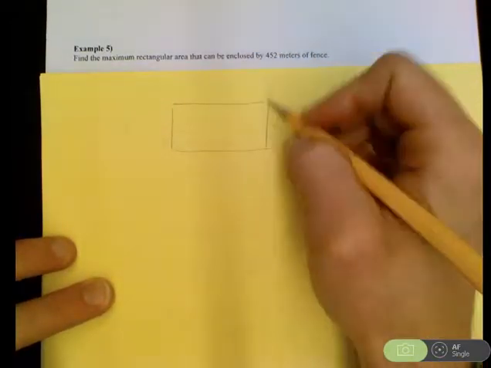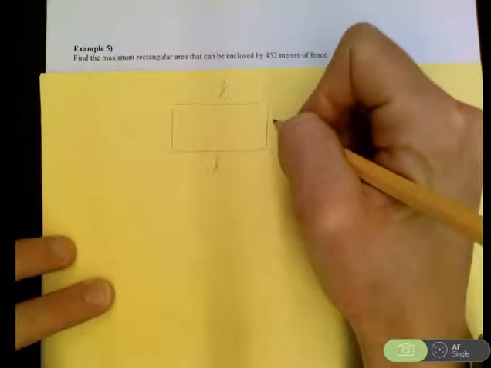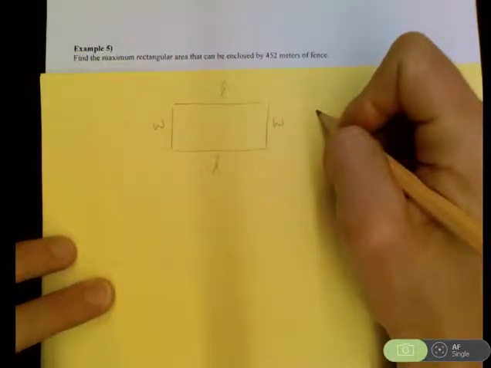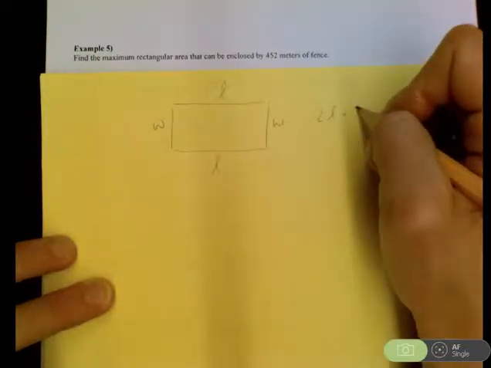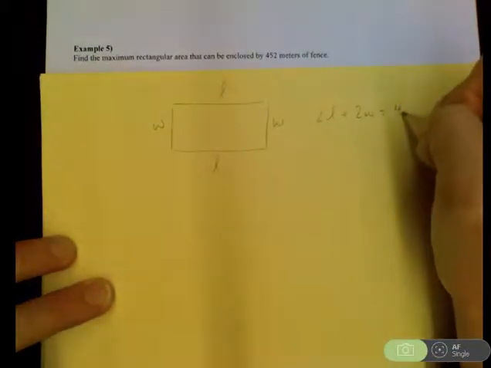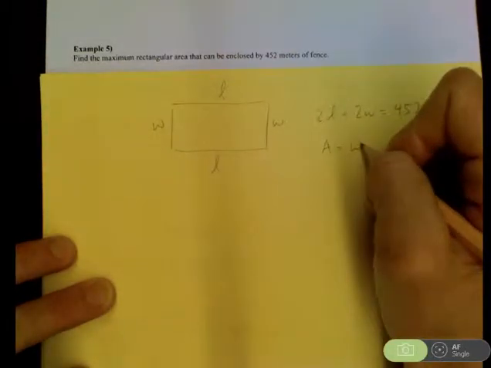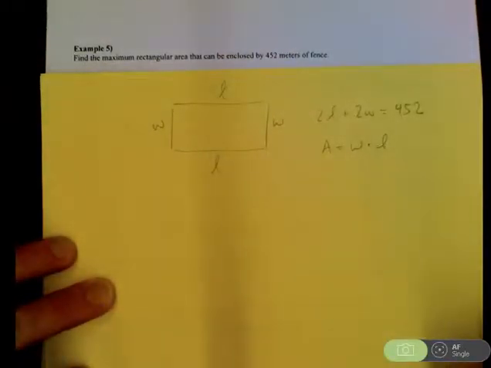Example 5. So we're finding the maximum rectangular area that can be enclosed by 452 meters of fence. So we've got a rectangular area. It's got 2 lengths and 2 widths. We know that the perimeter of this thing, so both lengths and both widths, is going to be 452 meters of fencing. We know the area for a rectangle is length times width.